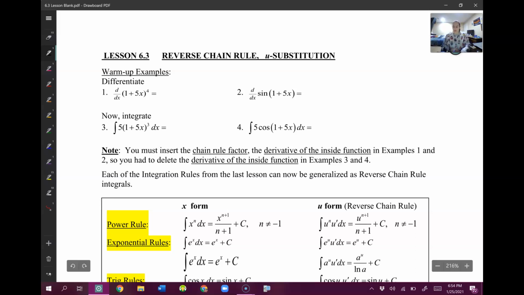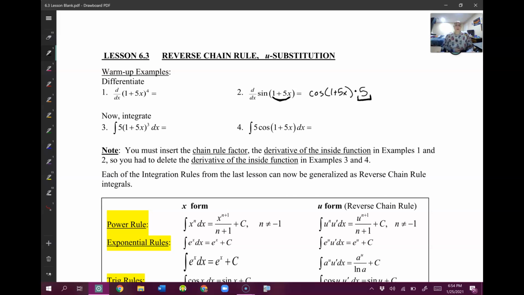So for this particular problem, let's start with number 2. I would take the derivative of the outside layer, leaving the inside alone, and then I have to multiply by the derivative of this inside layer right there. So I would multiply by the derivative of 1 plus 5x, which would be 5. So we have the derivative of the outside times this hook-on factor, or this derivative of the inside.